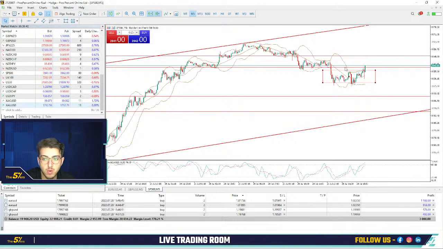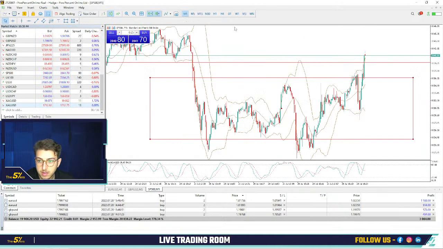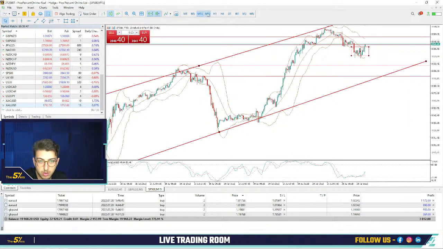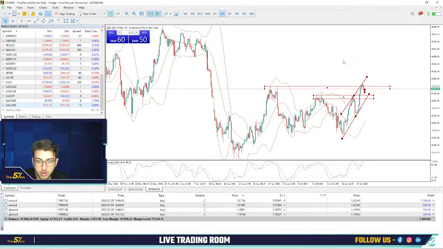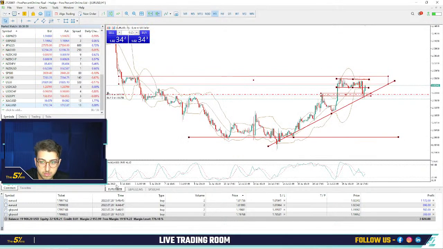Okay, so the S&P moved without me. There is a huge chance that we make a new high. I was thinking of touching the 4,000 level in the S&P at the beginning of the week.